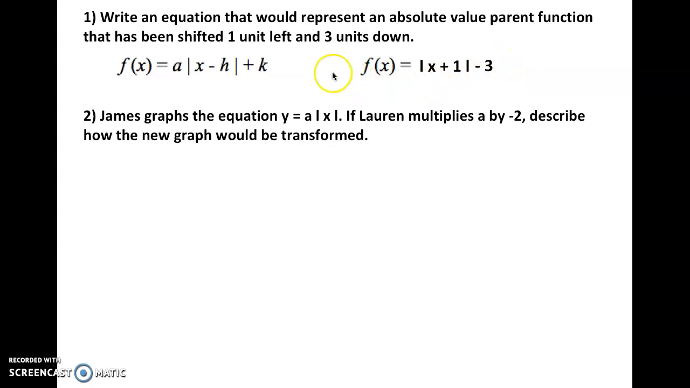James graphs the equation y equals a, absolute value of x. If Lauren multiplies a by -2, describe how the graph would be transformed. So James would write y equals a, absolute value of x, and Lauren would write y equals -2 times a, absolute value of x. So you need to think about how this -2 being multiplied by a affects our graph. For starters, this could be the parent function, it could be any function, but you want to focus first on the fact that they multiplied by a negative. The negative here is going to mean that whatever graph we have, which originally would open upwards because it's positive, is now going to open downward.